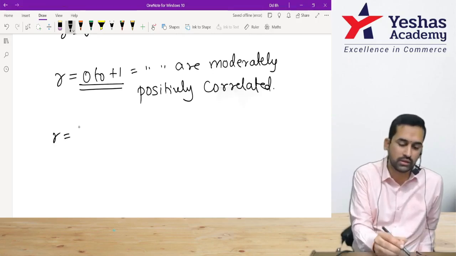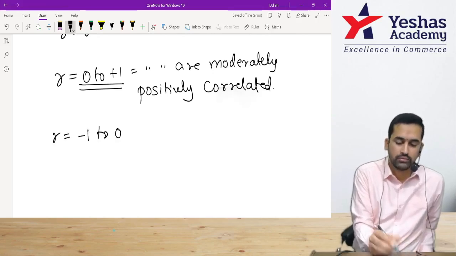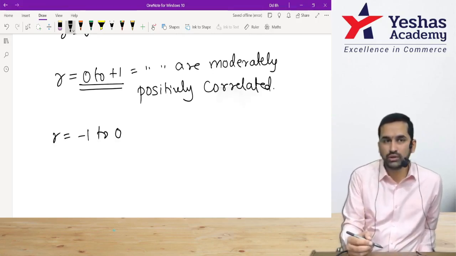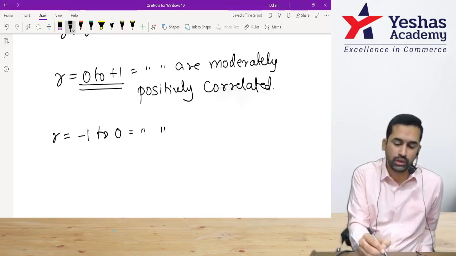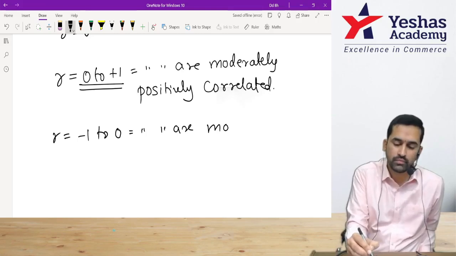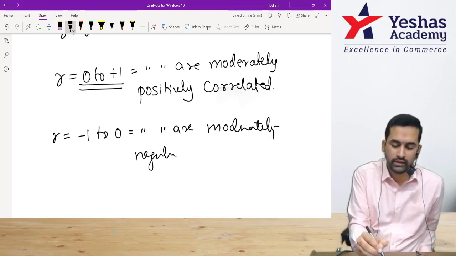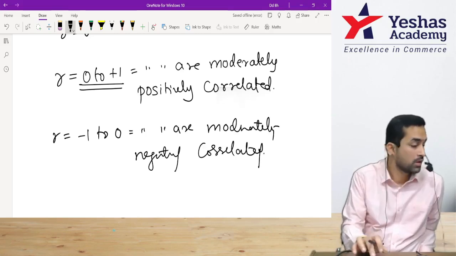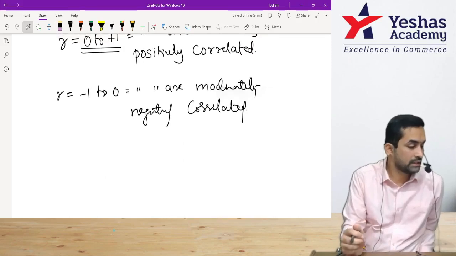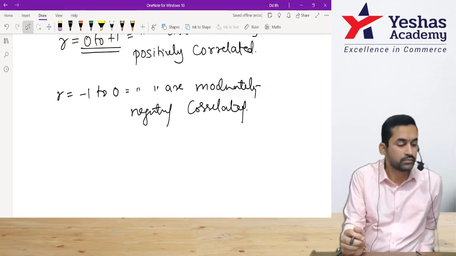Last answer. You can write either -1 to 0 or 0 to -1. It is same. Two numbers are moderately negatively correlated.